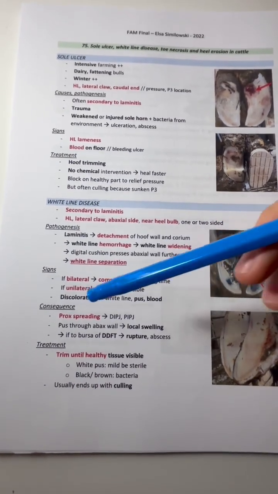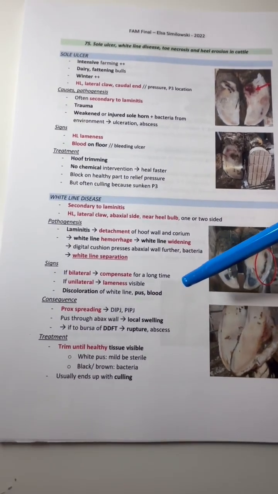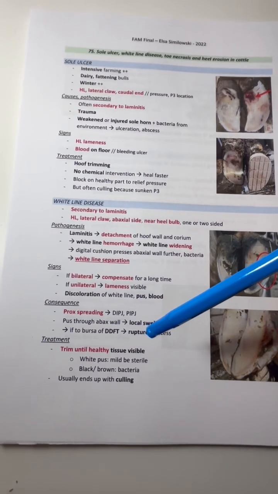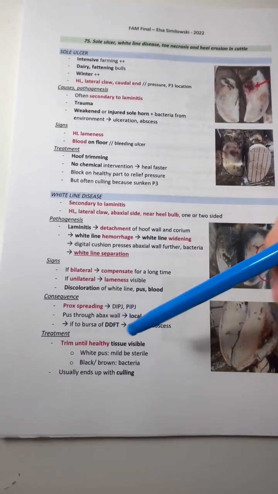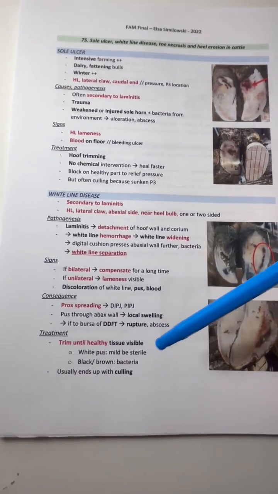If it spreads to the bursa of the deep digital flexor tendon, it can cause a rupture or an abscess. And for the treatment, trim until healthy, until you can see visible healthy tissue. If there's white pus, it might be mild, and if it's black or brown, it means there's bacteria. It usually ends in culling.